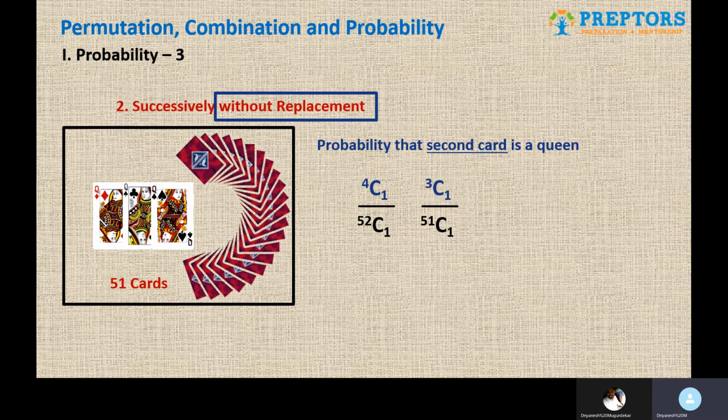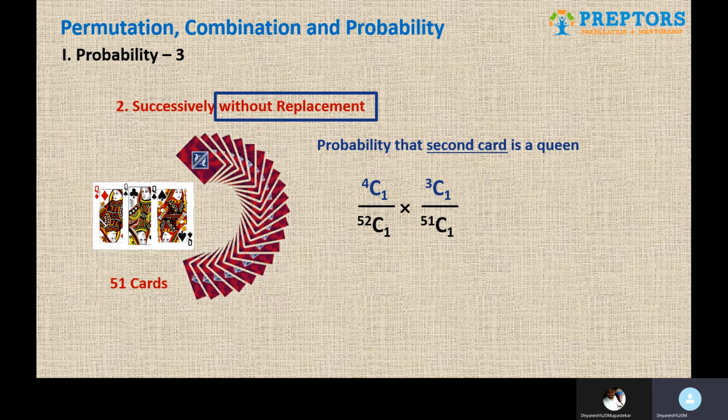So you'll have to be very careful while doing all of this. For the first card and second card, again, there is a multiplication sign in between. So that's your third answer.